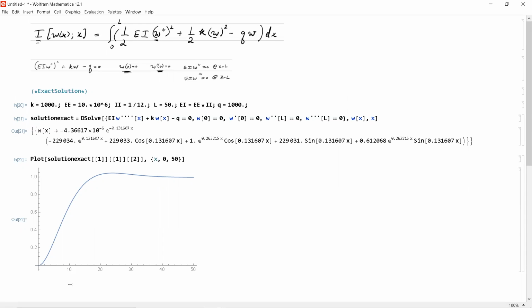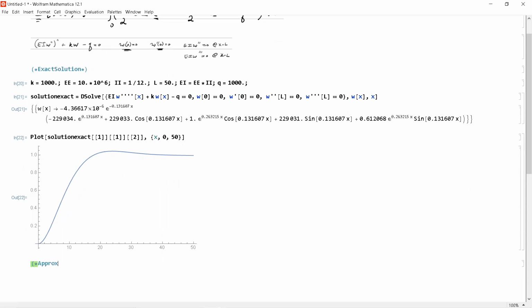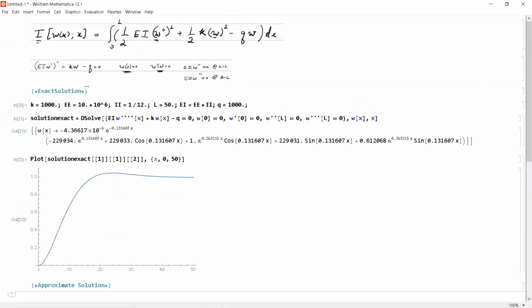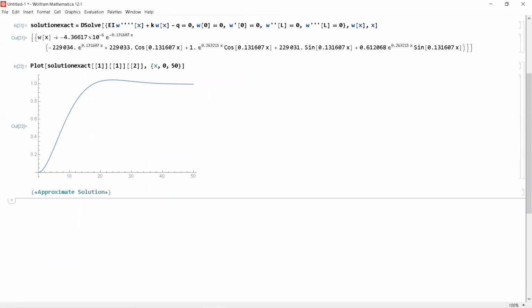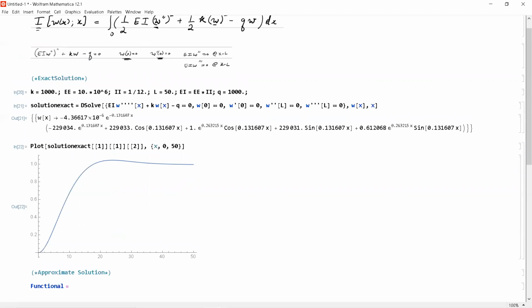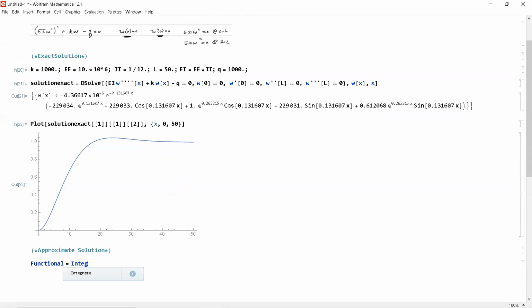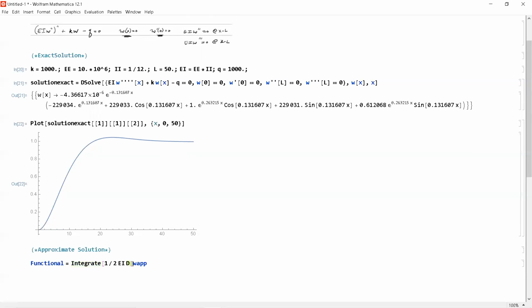Okay, and now I'm going to go with the approximate solution, which to me is exciting because look how messy that looks for a simple beam. Imagine more complicated problems. So let's plug in the functional. The functional is going to be the integral of 1/2 EI times W approximate, the second derivative of that with respect to x. I think that's how you do that.